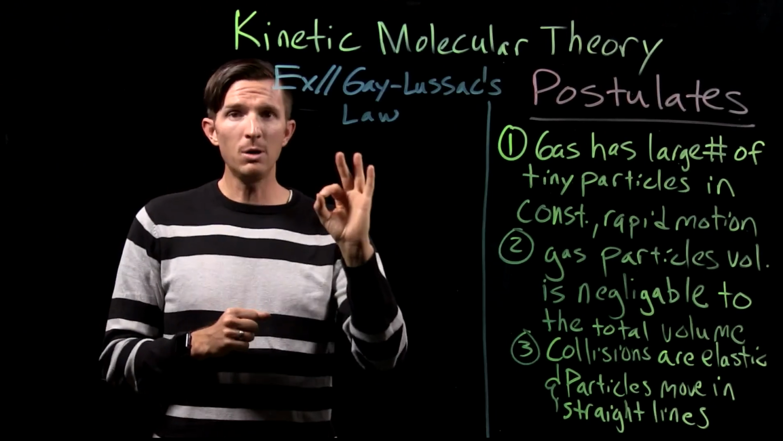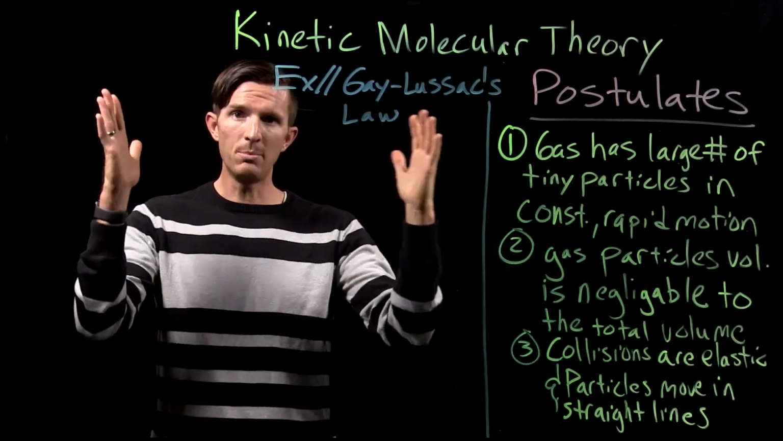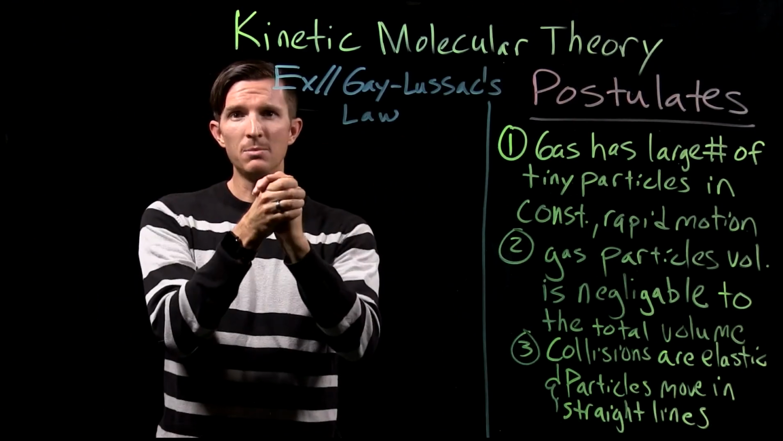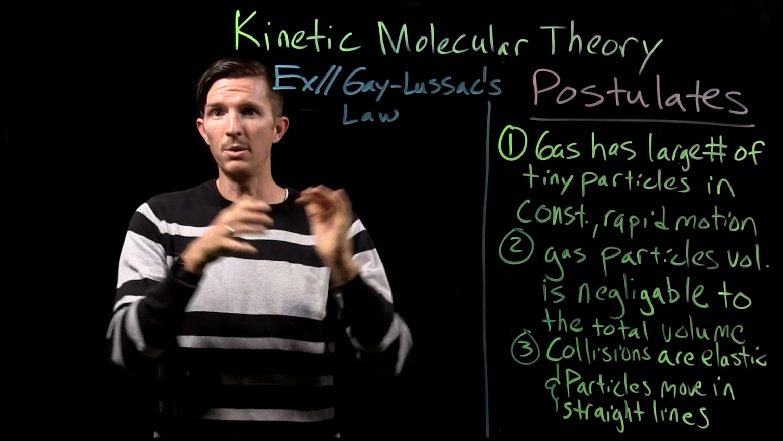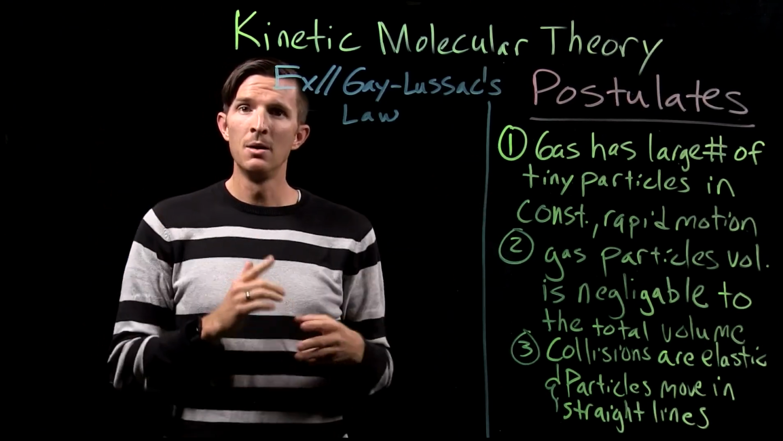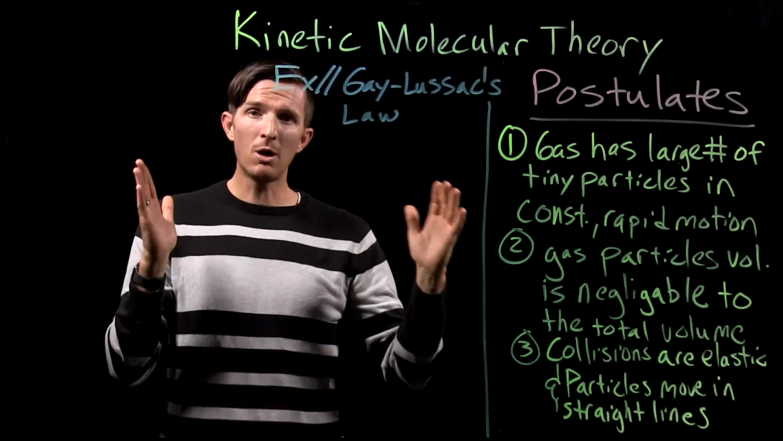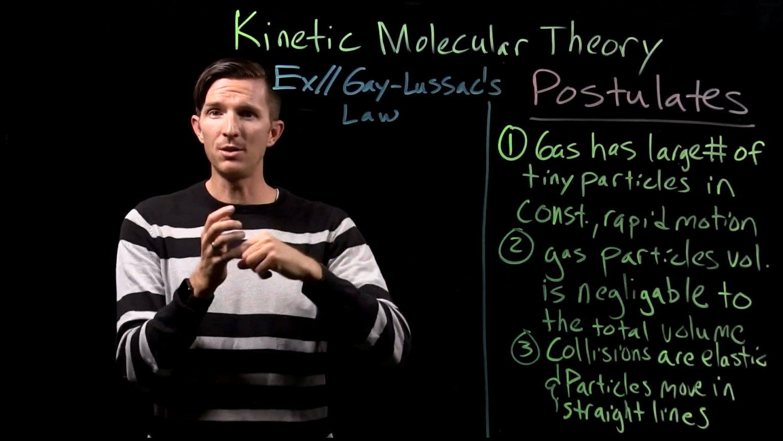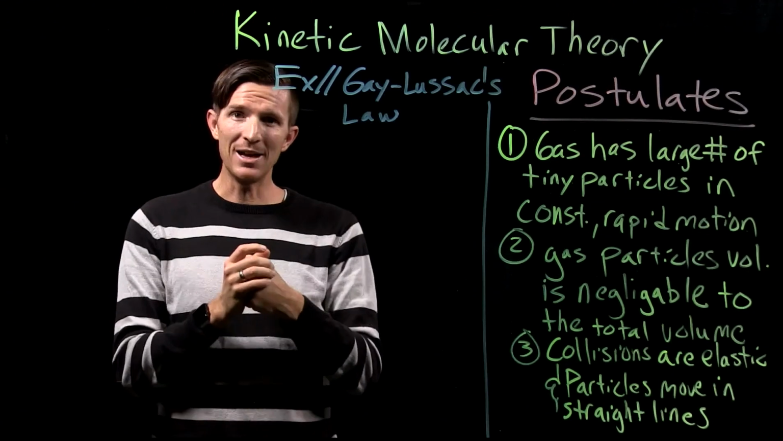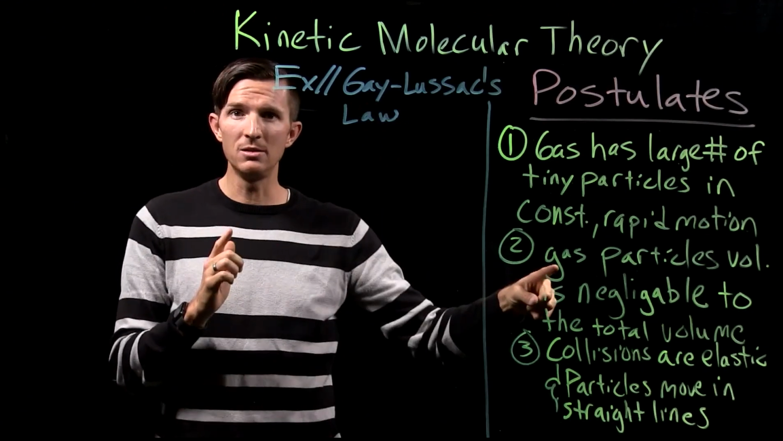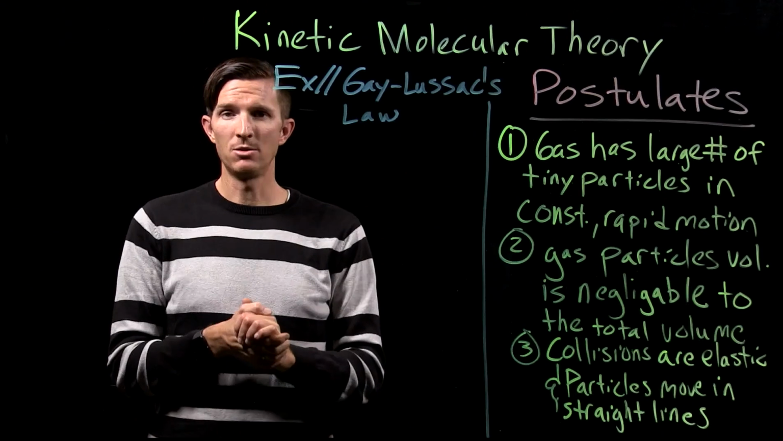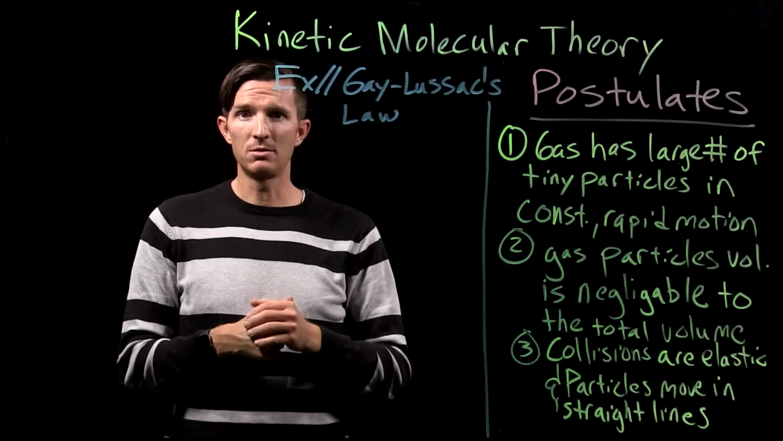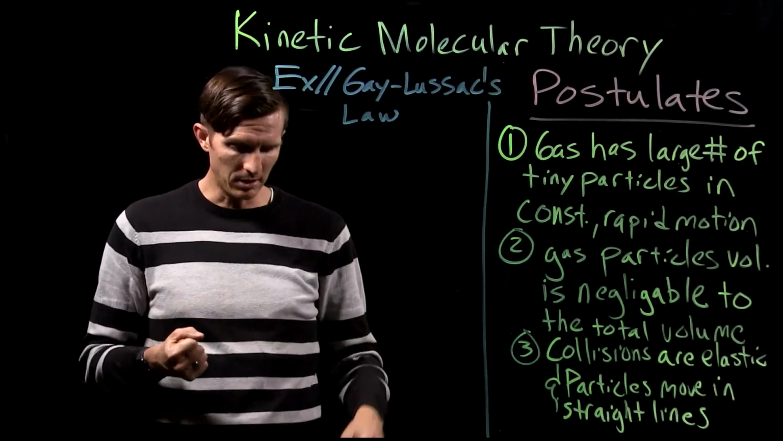Secondly, the volume of those gas particles is negligible compared to the volume they're occupying. So what that's saying is if I were to take all those gas particles and condense them down touching each other, it would be negligible compared to the total volume that they exist in. Third is that when these particles collide with each other, they're perfectly elastic collisions, meaning energy is not lost in those collisions, and they move in direct straight lines in between those collisions. So those are the three postulates that we can use to try and explain Gay-Lussac's law. We're going to use that as our example here.